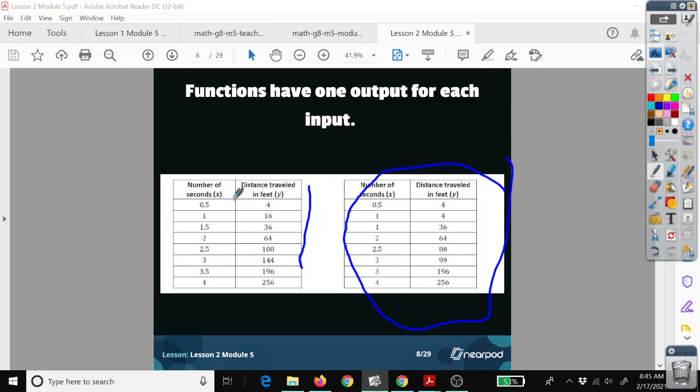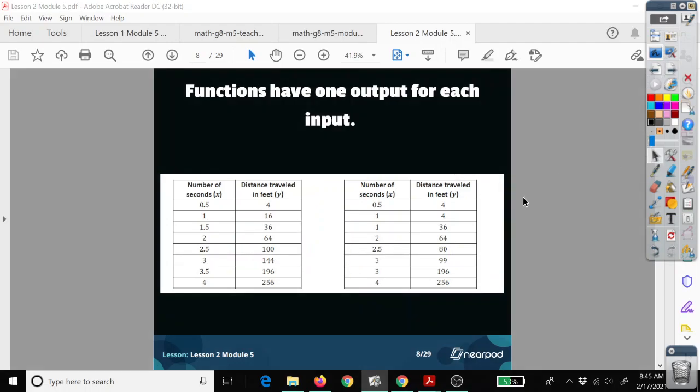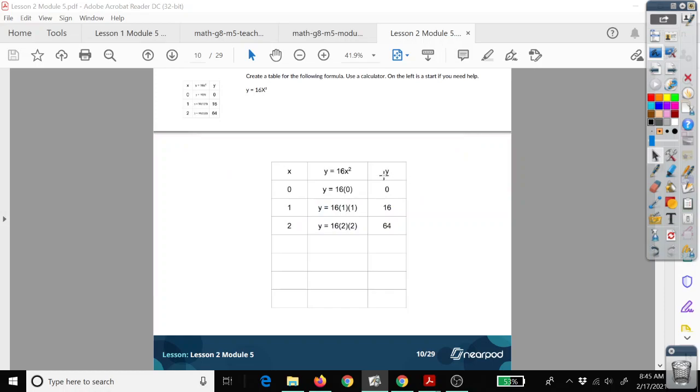You can't really say it's not because I haven't repeated any x's. But I'm going to say it is because the function happens to be y equals 16x squared, right? So how do I know this is a function? Well, if I put in a number for x, I will always get the same number for y, right? Because the y is 16 times x times x. So I wrote this a little wrong.